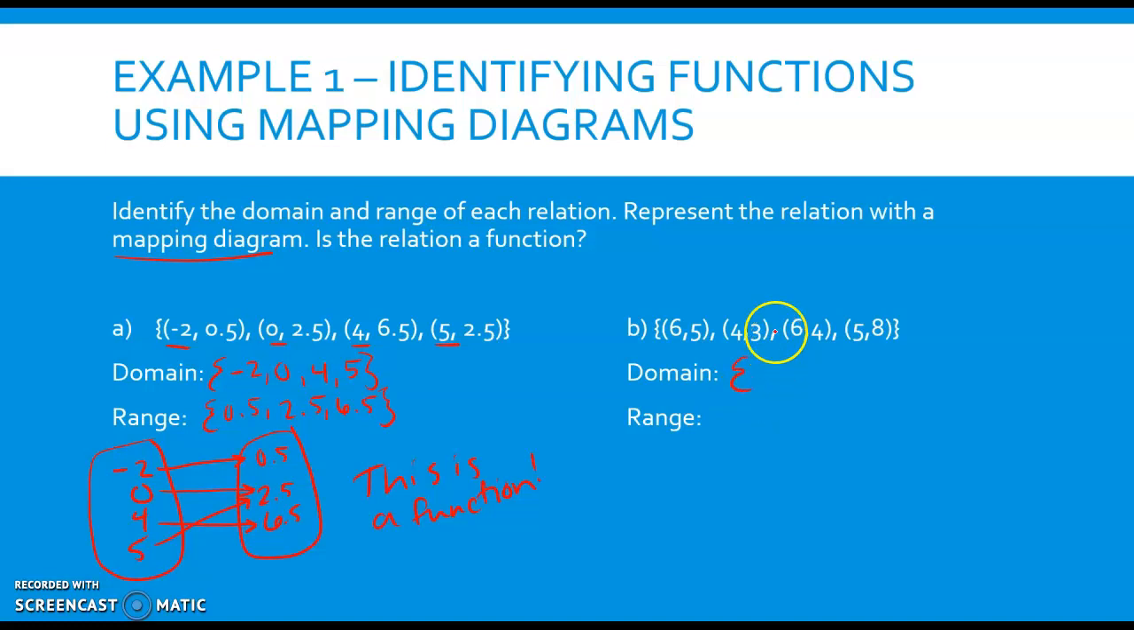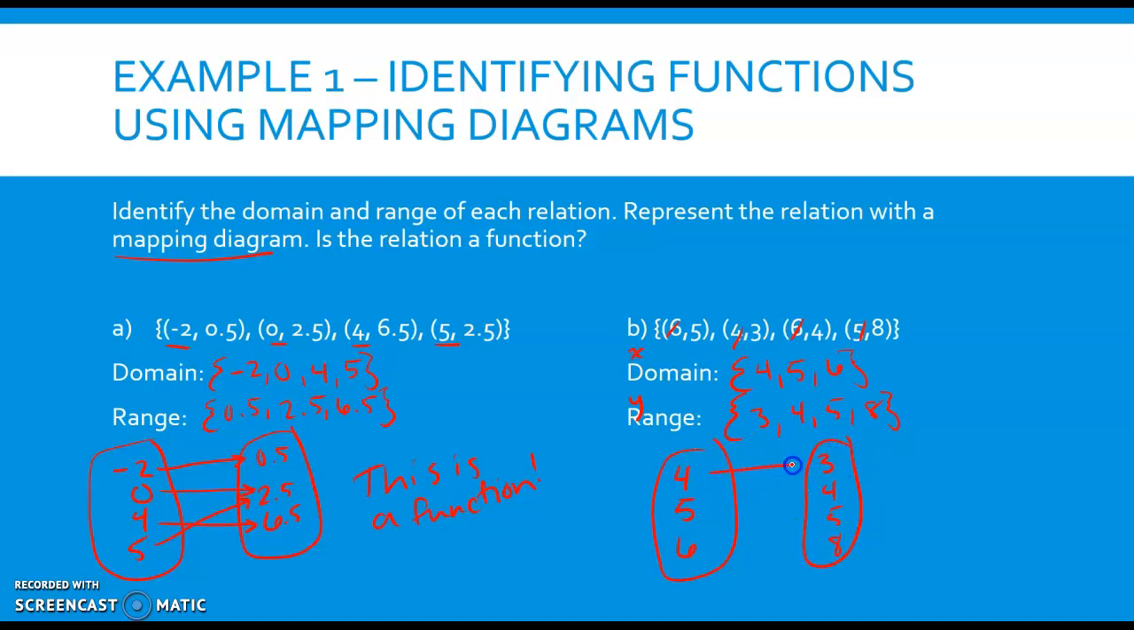Our domain, we want those x values. I tend to put them in numerical order. So 4, 5, and then we have those two 6s. All right, and then our range, again, in numerical order, 3, 4, 5, and 8 is our range, because those are the y values. So this is x, and this is y. Always. That is always the case. And so then I'm going to put my domain, 4, 5, and 6, into a little oval, and my range, 3, 4, 5, 8, in an oval, and then I'm going to map it.